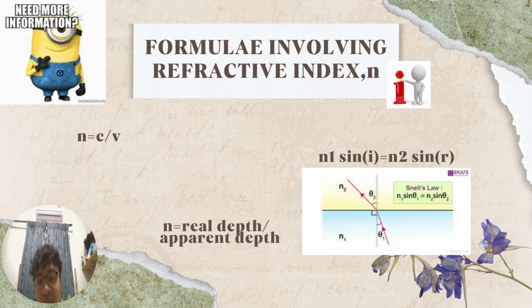The third formula kita ada N equals to real depth over apparent depth. Okay, ni biasanya kita apply dalam pengiraan berkaitan dengan kolam lah. Biasanya kita akan kira macam kedalaman ikan tu. Yeah. Okay, so actually dia senang je nak tahu bila korang salah kira N ni. Because N is always bigger than 1. I mean N is always greater than 1.